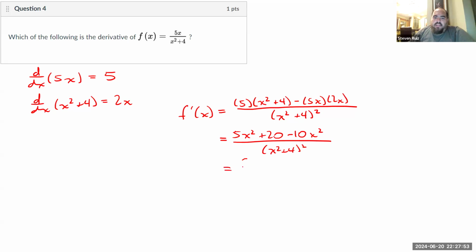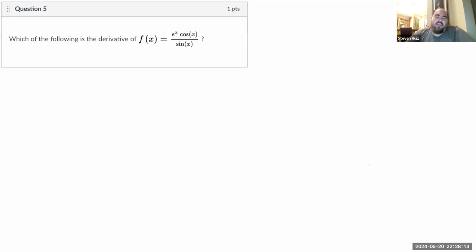So what do I get here? I'm going to get 20 minus 5x squared over x squared plus 4 squared. So hopefully from there you can get to whichever the correct answer is of the choices. Moving on to our last question.